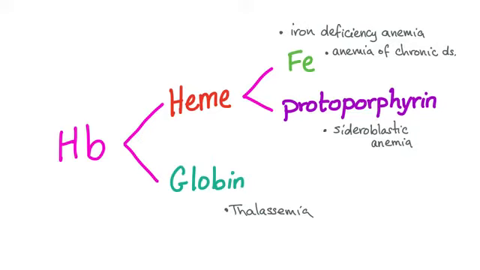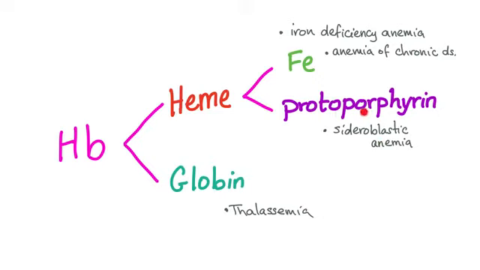To understand them, we need to understand that hemoglobin consists of heme and globin. Heme consists of iron and protoporphyrin. So, in both iron deficiency anemia and anemia of chronic disease, the problem is in the iron. I am deficient in iron. I cannot utilize the iron.